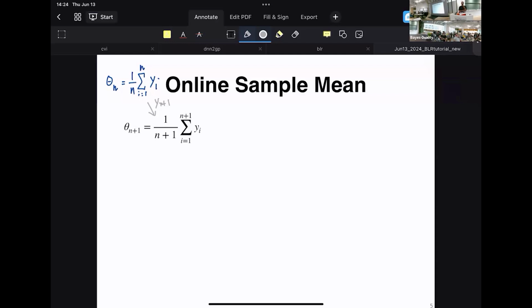So what is old information in this setting? How could one define it? Simple answer: y1 to yn. So old information is y1 to yn. All of this is old. And then y n plus 1 is new. Okay, that's one way. Are there any other suggestions?